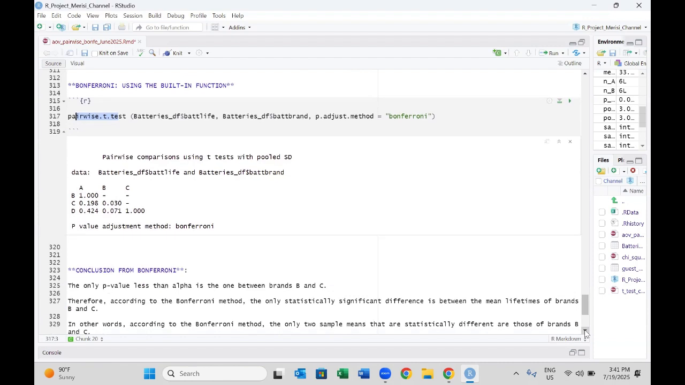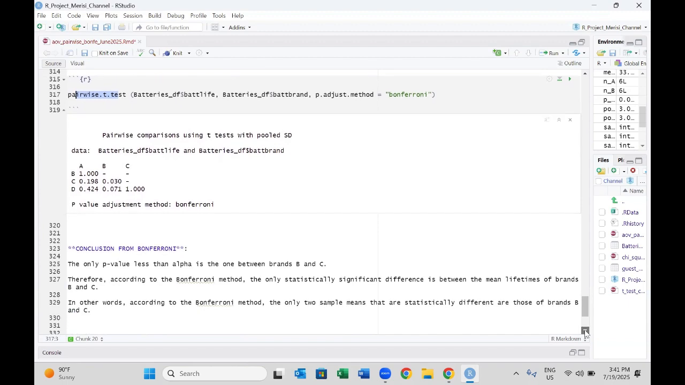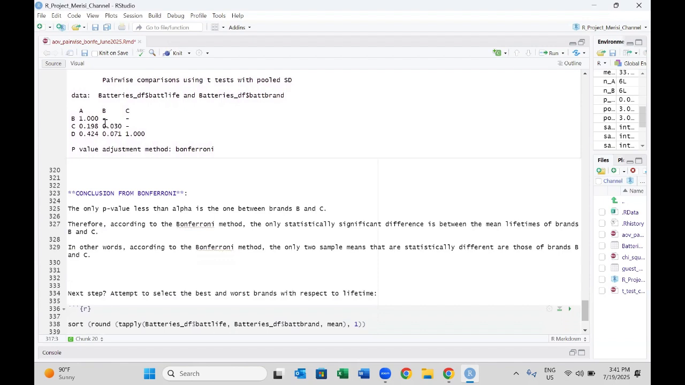Because what we wanted to know, don't forget, was which pairs of brands resulted in a statistically different mean lifetime, okay? So we need to arrive at a conclusion, and the conclusion is that the only p-value that is less than alpha is that one. That's the only p-value that is less than 0.05, between B and C. So according to the Bonferroni method, the only statistically significant difference is between the mean lifetimes of brands B and C, okay? That's the only significant difference.